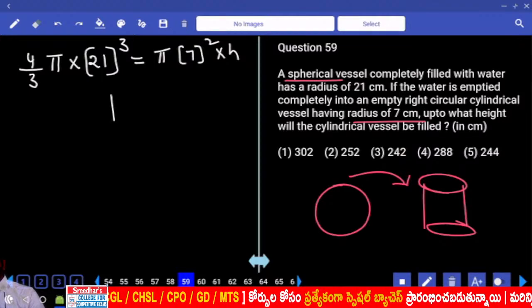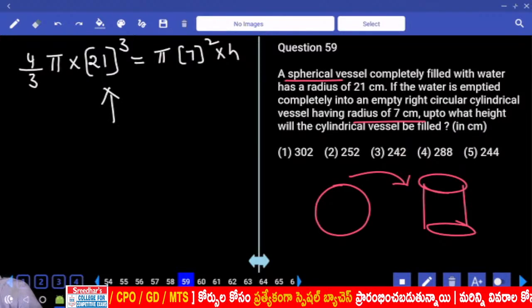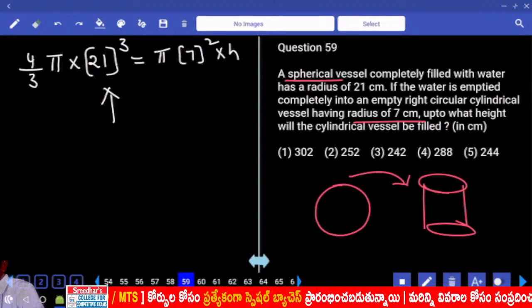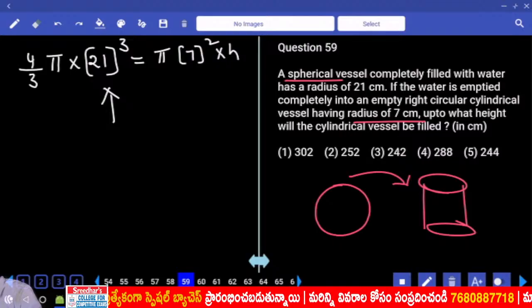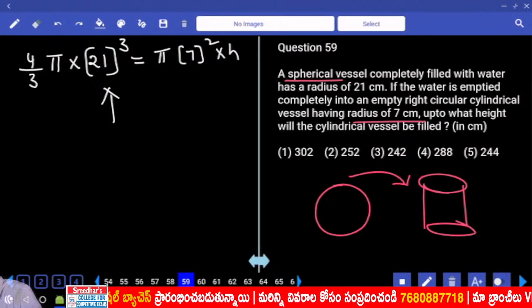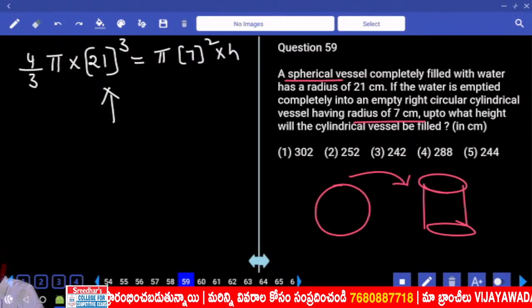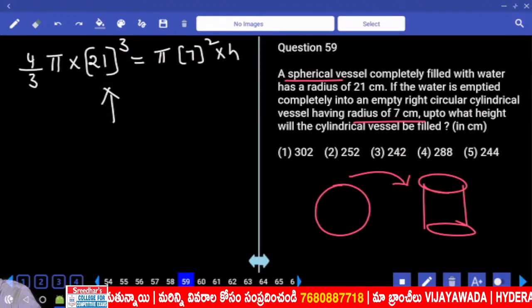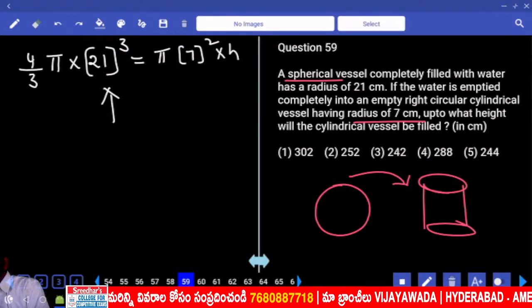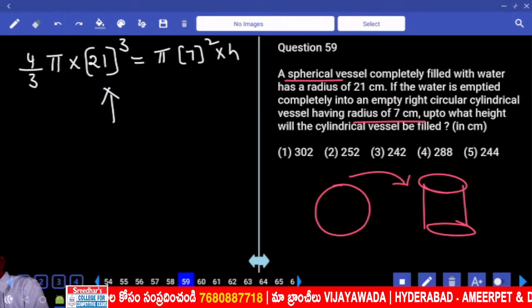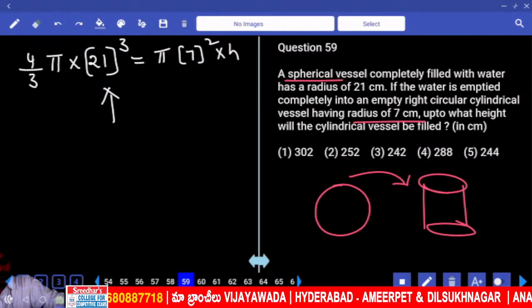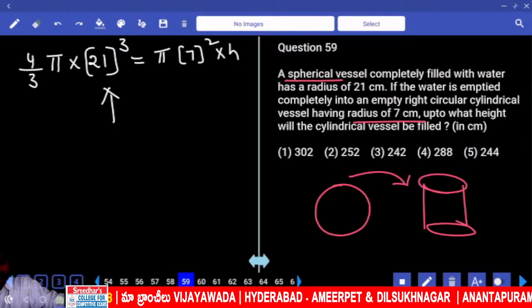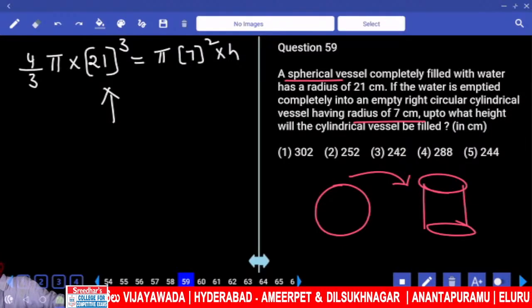What did I verify? 21 is a 3 multiple. 21 cube we have. That means 3 cube is there. And in the left hand side denominator 3 is there. Numerator 3 cube, denominator 3. None of the other numbers are 3 multiples. Correct? Pi gets cancelled, left hand side, right hand side. So height must be a 9 multiple. Second option. Fourth option. 2 options are there.